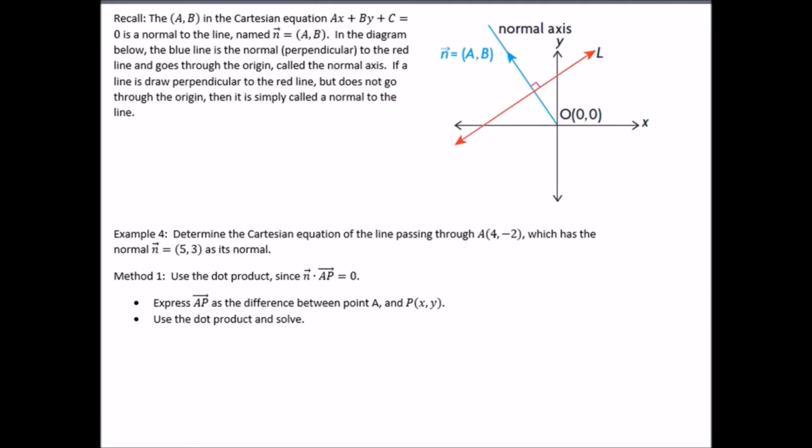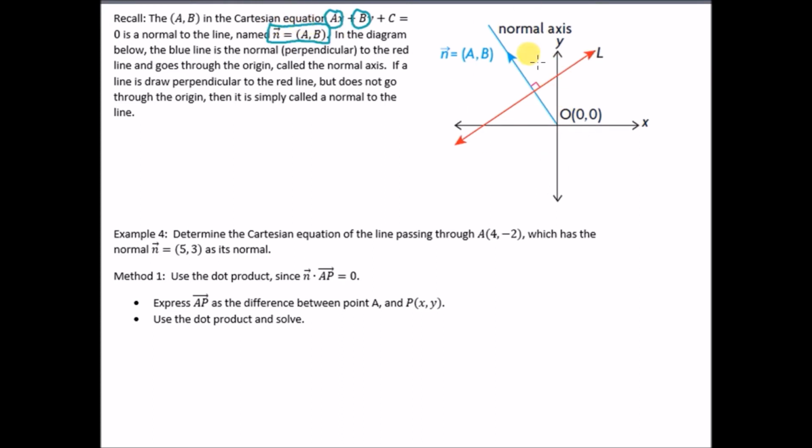So the A and B in the Cartesian equation, Ax plus By plus C, so this right here, the A and the B, is actually a normal to the line, and it's named vector n. Okay, vector n equals, and then capital A, comma, capital B. That's how we denote that.